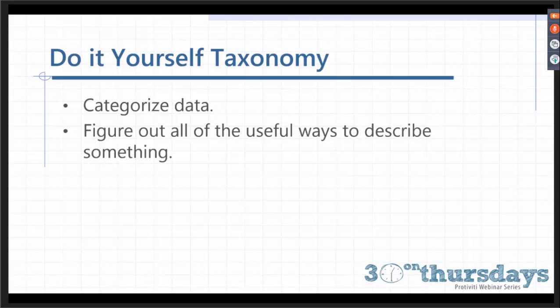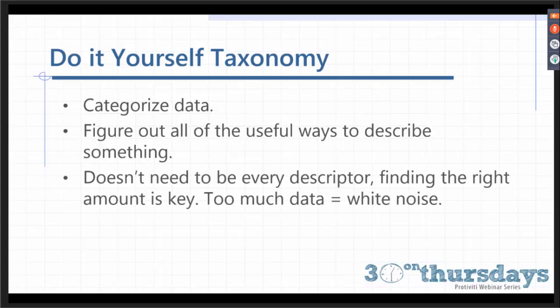I recommend just trying to figure out all of the useful ways to describe something. Just because you can use certain terms doesn't necessarily mean that will be useful to users later on. So it doesn't have to be every single descriptor that you can think of. Finding the right amount of information that you want to tag your documents with is key. If you have too much data, it's either white noise, users are just inundated with too much information, or another risk is that the users that are responsible for inputting this data just won't do it, or they'll do it wrong because you're asking too much information from them.